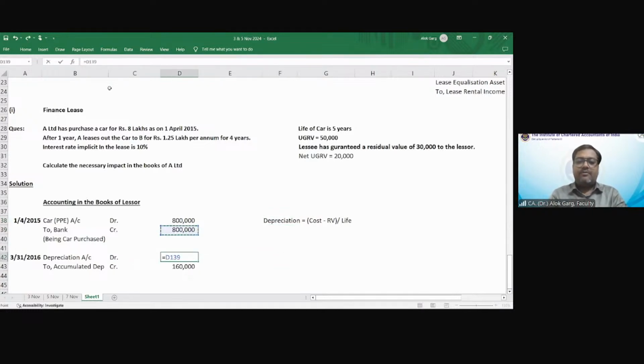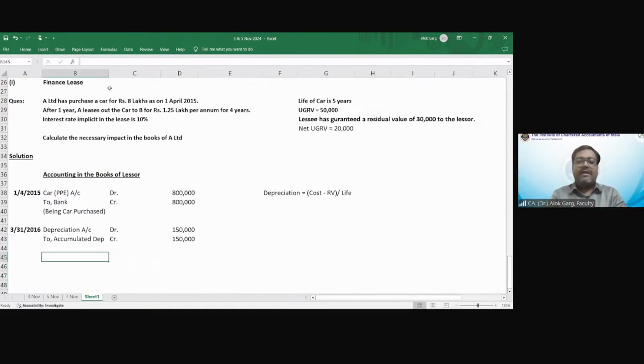So it is equal to 8 lakh minus 50,000, which is my residual value, divided by 5. That is 1,50,000, correct? What is my carrying value at the end of the first year? 8 lakh minus 1,50,000. Okay, 6,50,000. This is my carrying value at the end of the first year.